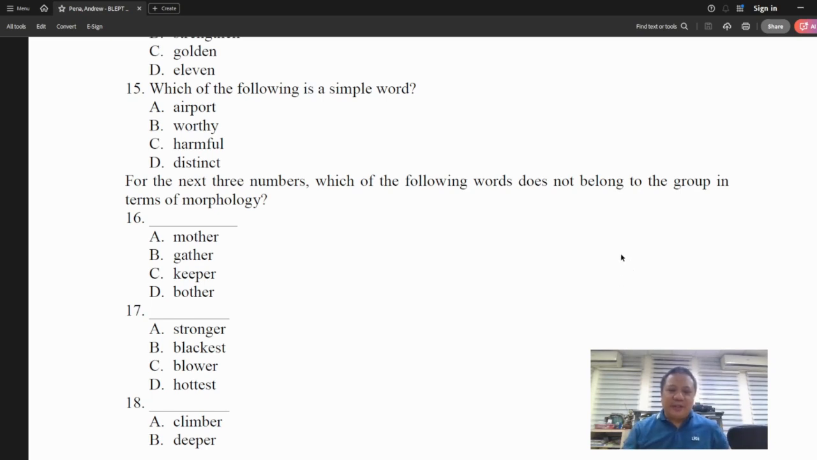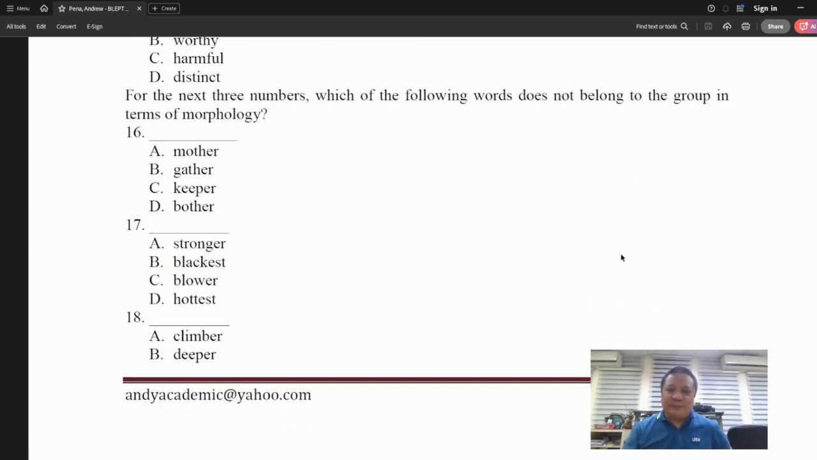For the next three numbers, which of the following words does not belong to the group in terms of morphology? 16. A, mother, B, gather, C, keeper, D, bother. The answer is C, keeper, because in A, B, and D, the er does not mean anything, but in C, the er means somebody who does it. So the answer is C, keeper.